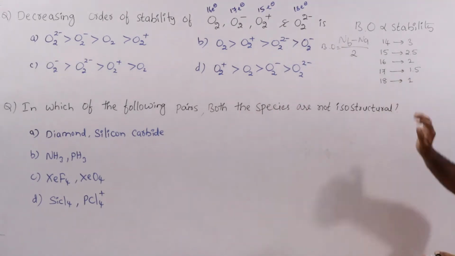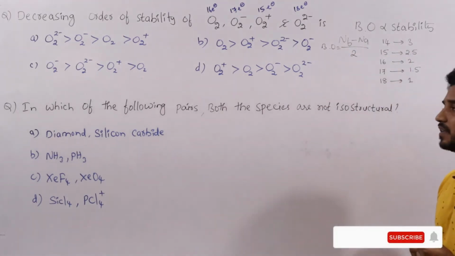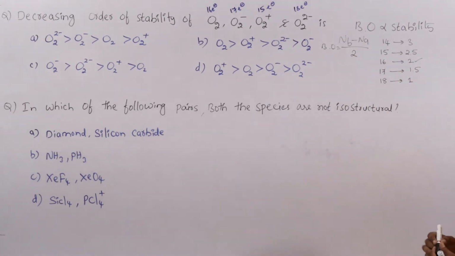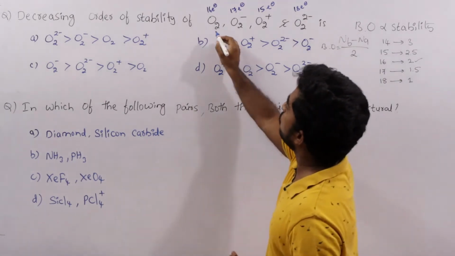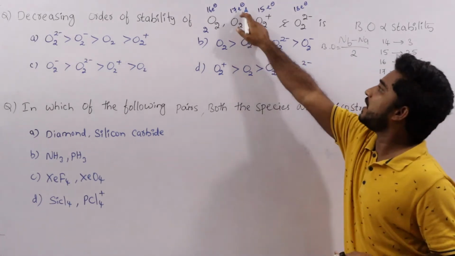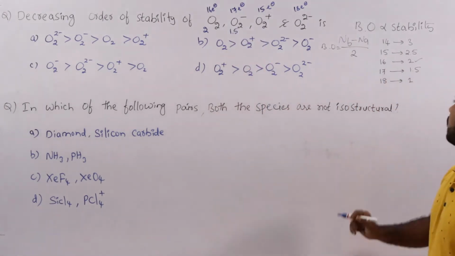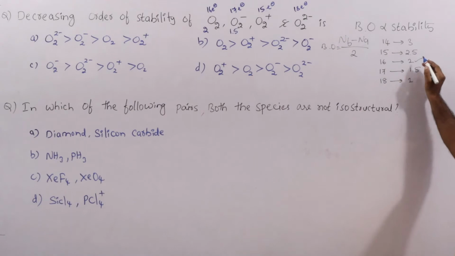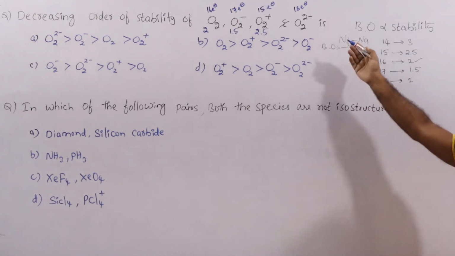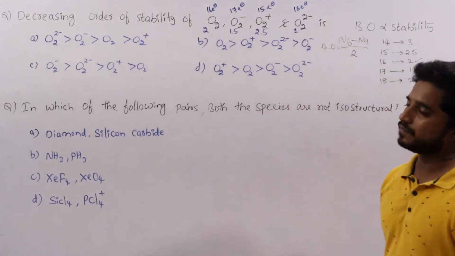By remembering this, you can find out the bond order very easily. For 16 electron species, what is the bond order? 2. So for O2, bond order 2. For O2 minus, 17 electrons, bond order 1.5. O2 plus has 15 electrons, bond order 2.5. Next, 18 electrons, O2 2 minus, bond order 1.